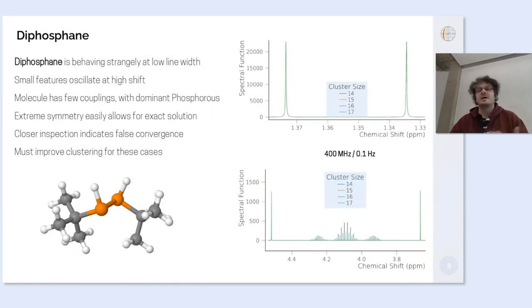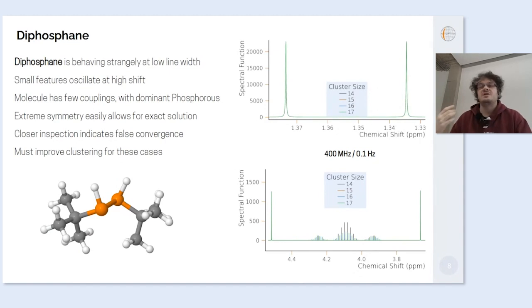So looking at the spectrum of this molecule for these cluster sizes, we see that this behavior seems to result from the location of some very small peaks in the spectral function at high chemical shift values. And those locations seem to oscillate back and forth for some reason with even and odd cluster sizes. So this is maybe a pretty small detail of the spectrum, and we might be tempted to ignore this, especially since like 1/10 of a hertz is pretty unrealistic anyway.